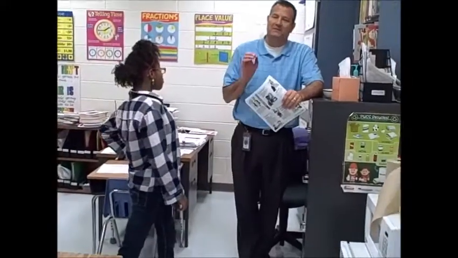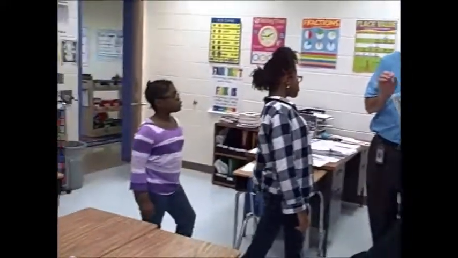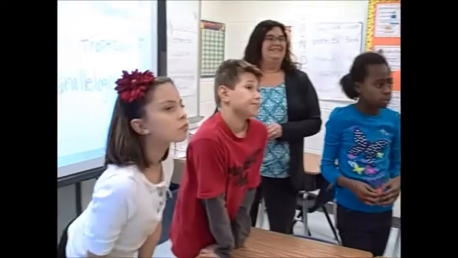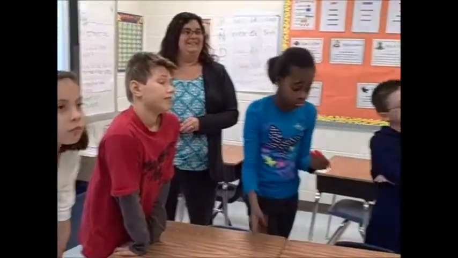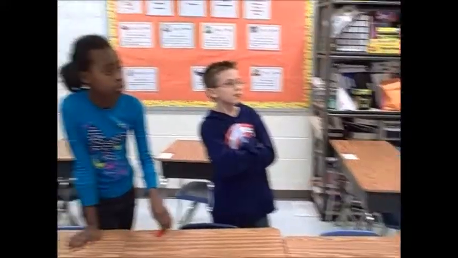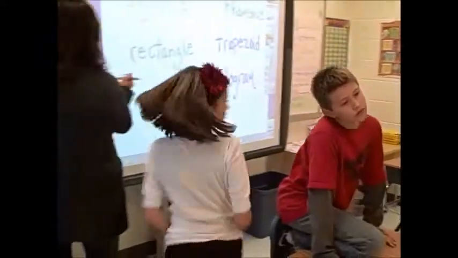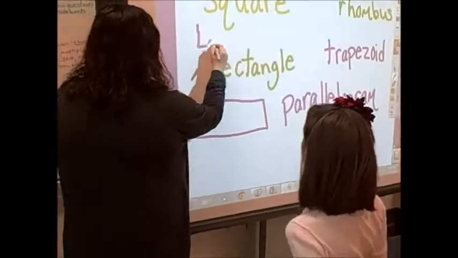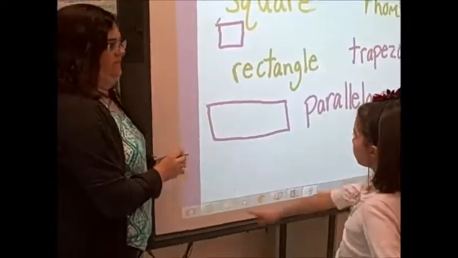So the square you guys had down really well. Everybody knows their square. Rectangle seemed to be a little bit more challenging. I heard some people say that the rectangle had four equal sides, but that's a square. Its opposite sides are equal, so think of a rectangle. Its opposite sides are equal, but all four sides are not equal. The top and the bottom are equal, the left and the right are equal.